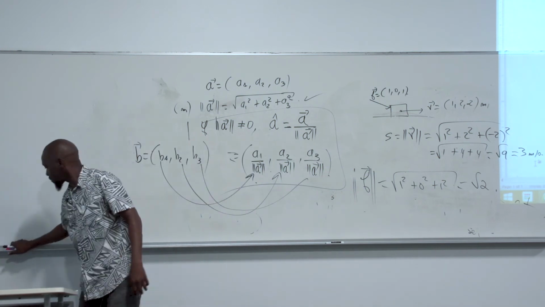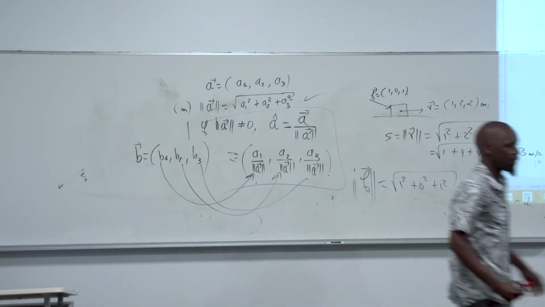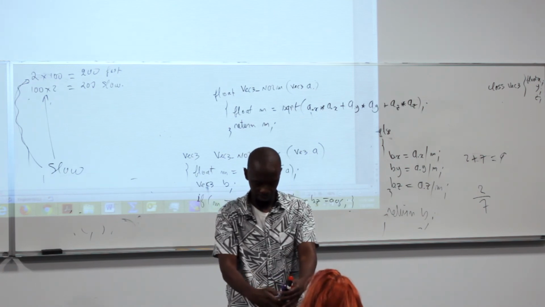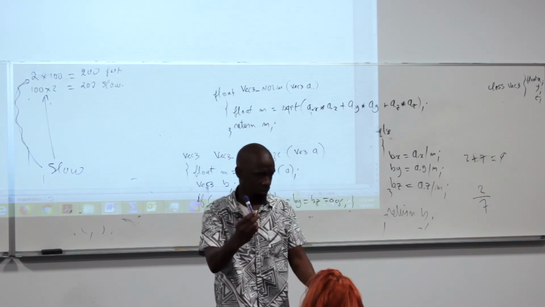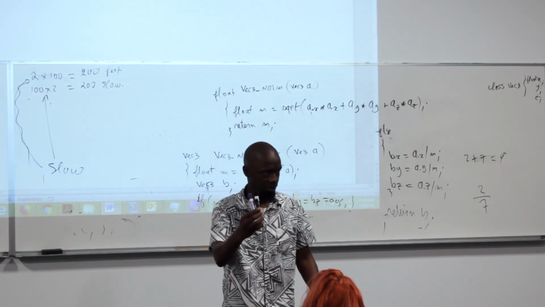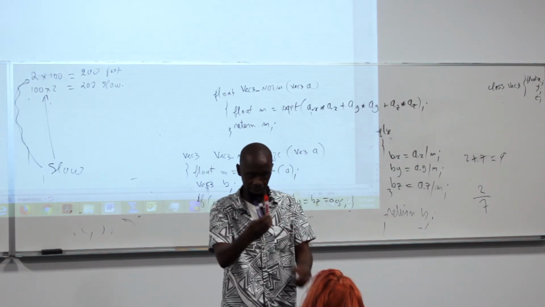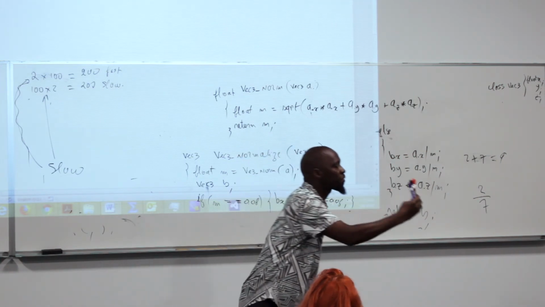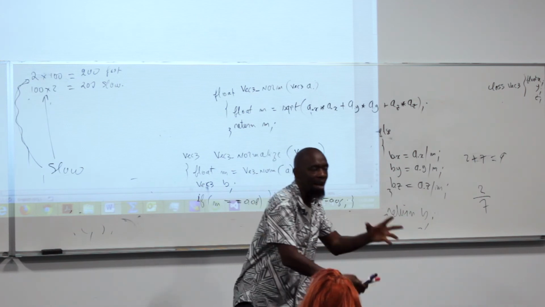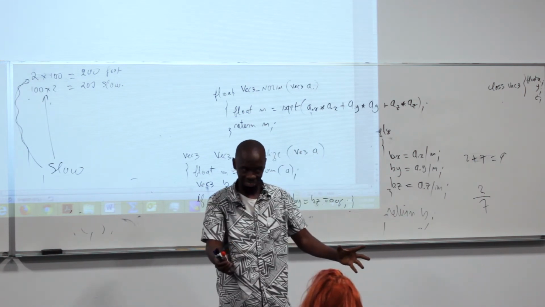I have 3 markers. How many markers? 1 marker. How many markers? 2 markers. Very good. How many markers? 3 markers. Very good. 3 markers.